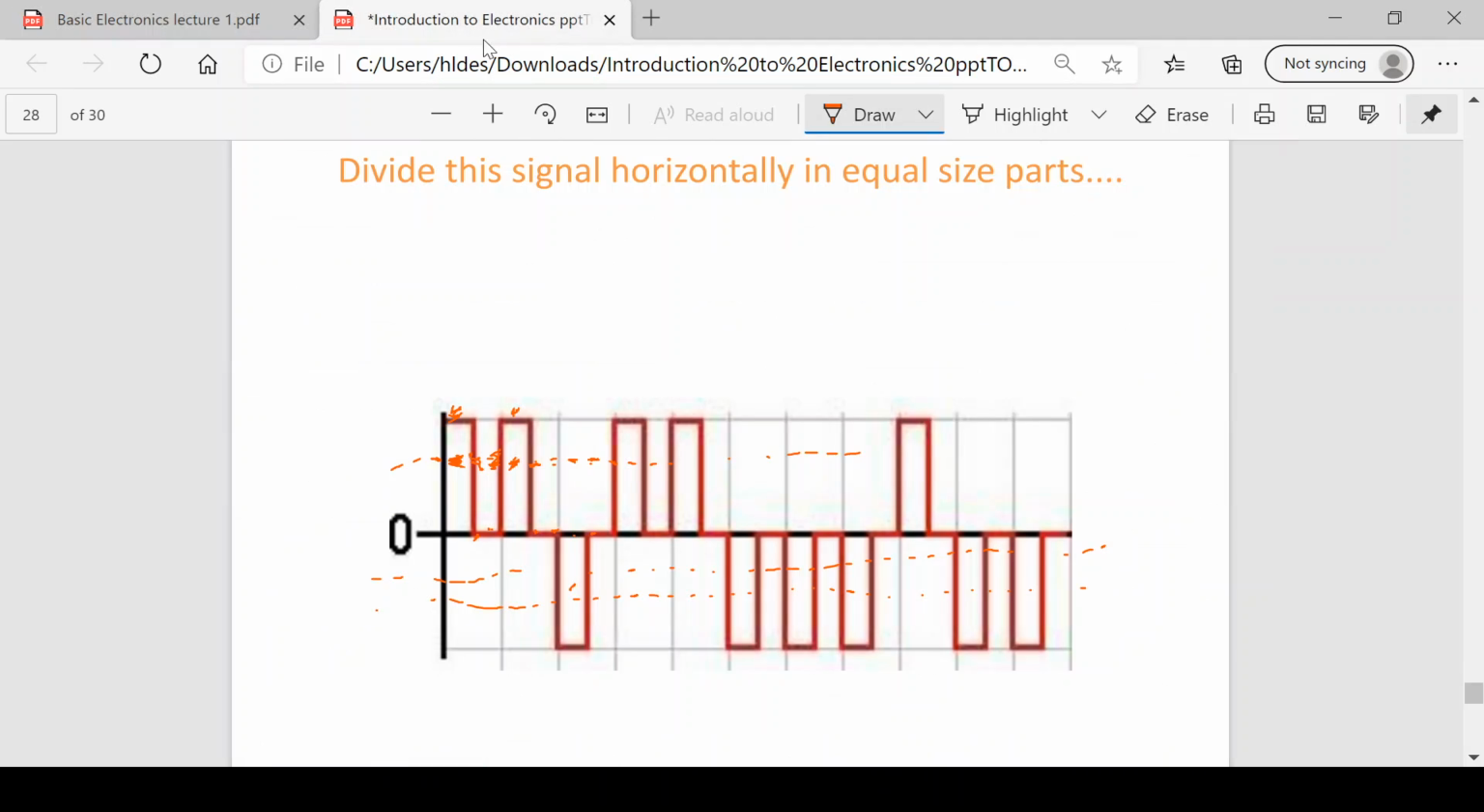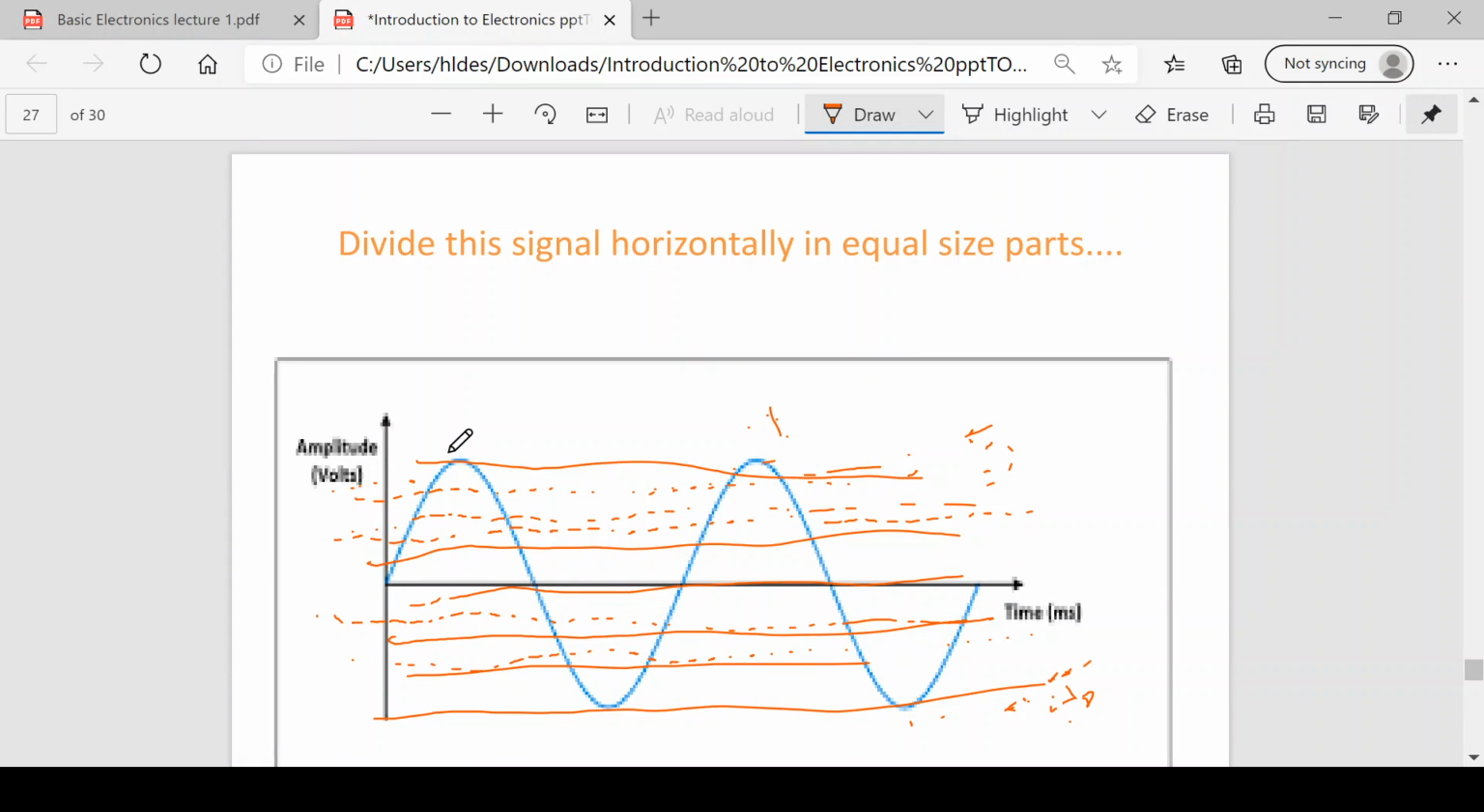For example, in this sine wave, the range was 5 to -5. It is a continuous range, but you can take any value of amplitude between 5 to -5. That's why it is analog.